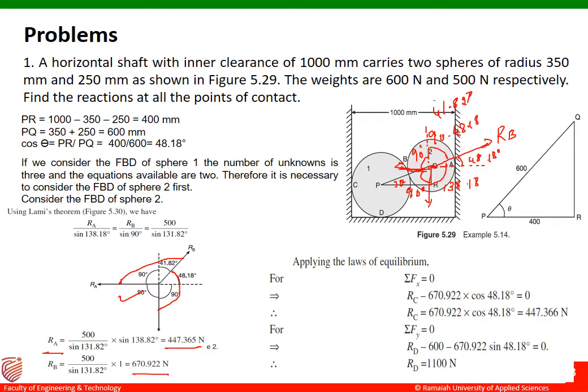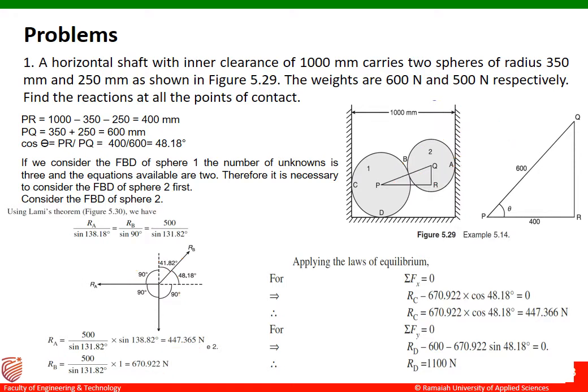RA is equal to 447.365 Newton, and then RB is equal to 670.922 Newton over there. Now, as we discussed earlier, we cannot apply Lami's theorem for sphere 1. So in that case, what we have to do here is draw the free body diagram first, and then apply the laws of equilibrium equation. Let us do that free body diagram.